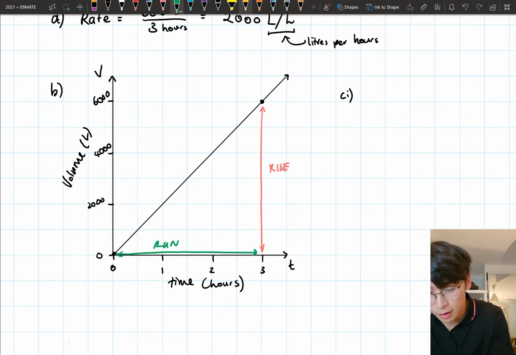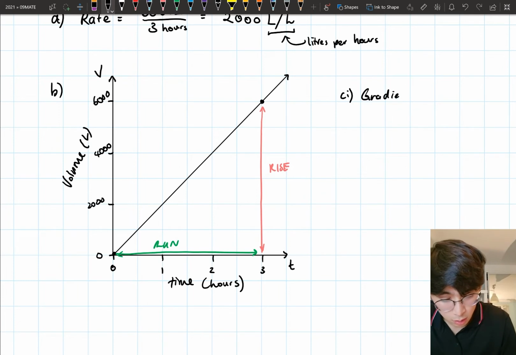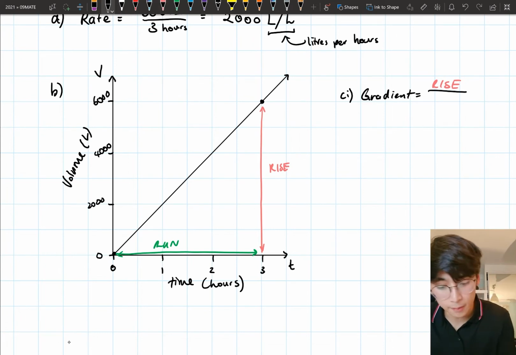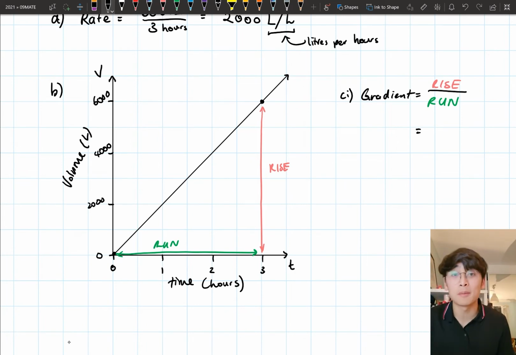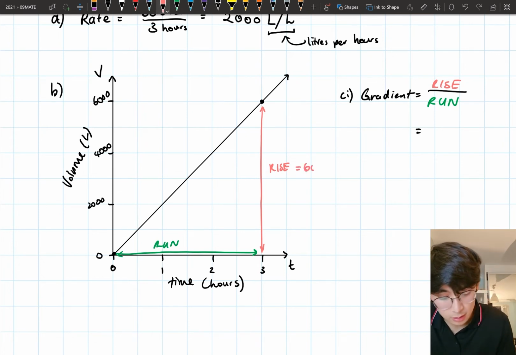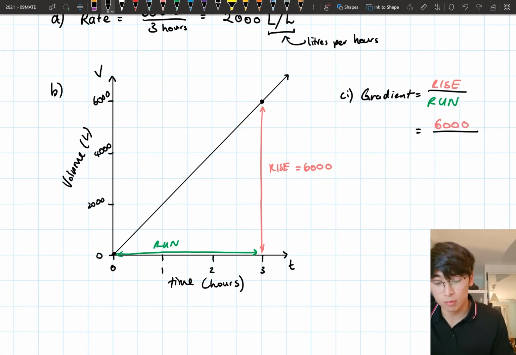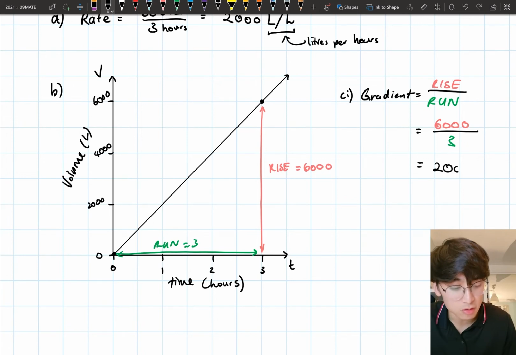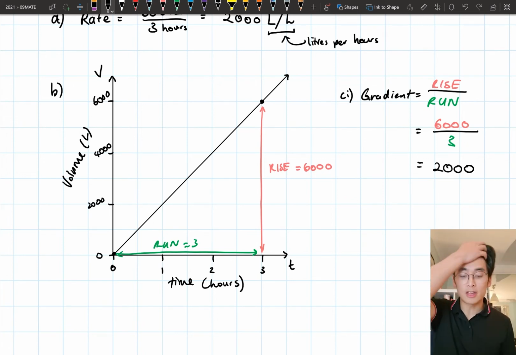So my gradient is just going to be equal to rise over run. And that's what we looked at last lesson. So rise, let's have a look. That's the y coordinates, which in this case is the volume. So we go from 0 all the way up to 6,000 liters. So I'm going to write 6,000 here, divided by the run, which is from 0 to 3. So my run is just going to be 3. So 6,000 divided by 3 gives me 2,000. So here I get an answer of 2,000.